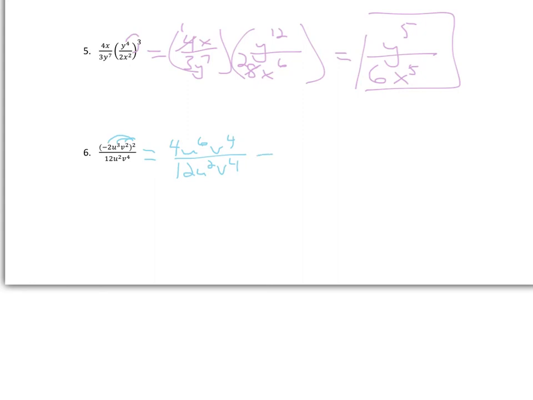Now we can reduce the numbers. We just have 3 on bottom. The u's, we've got 4 on top, and the v's totally cancel each other out. So we're left with u to the 4th over 3. That's all.